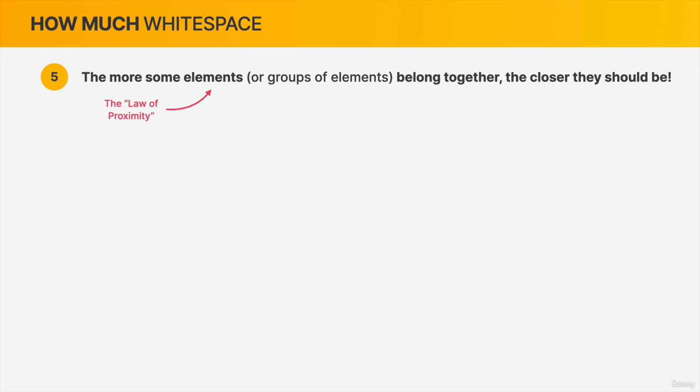All right. Now, on the other hand, of course, if elements are not closely related to one another, then they should be further apart, so that a user intuitively perceives that a certain element or groups of elements are unrelated to another group of elements. So again, all of this is the law of proximity, and this should be the guiding principle when you define how much white space you're going to use between elements or groups of elements.